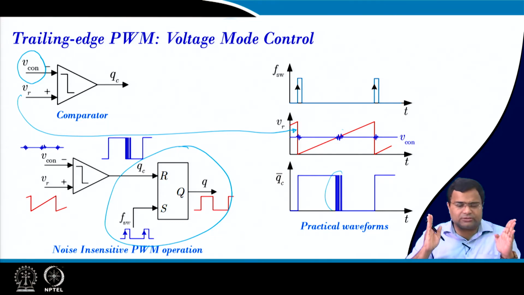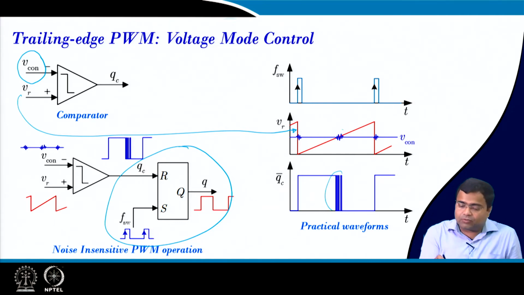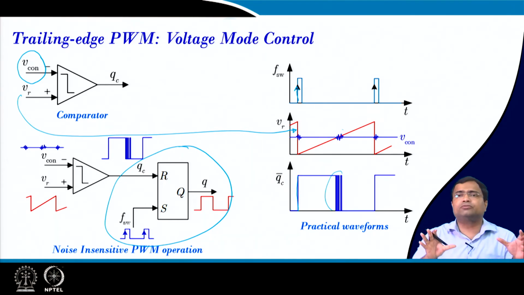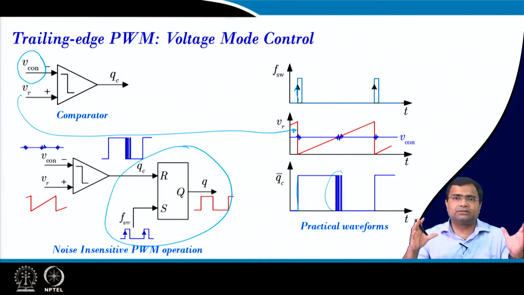So, the basic concept of trailing edge modulation: the switch will turn on at the rising edge of this clock, and you can see the switch is turned on, but the switch will turn off when the ramp sawtooth waveform goes above the comparator, and that will decide the turn off. By means of this feedback control, the duty ratio will be adjusted and you can achieve the desired voltage regulation.